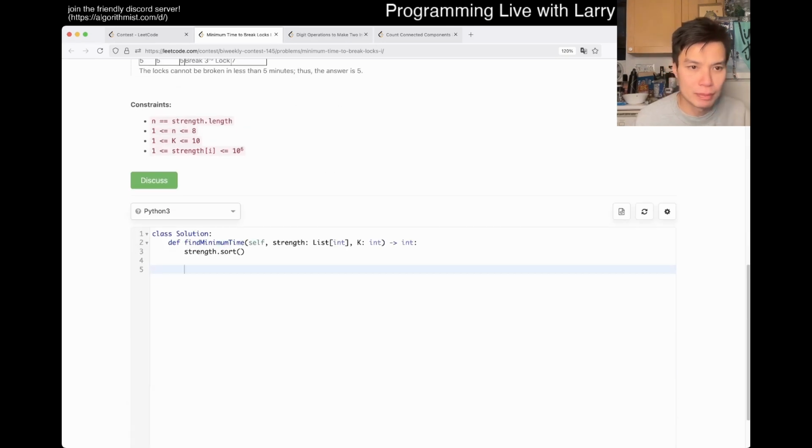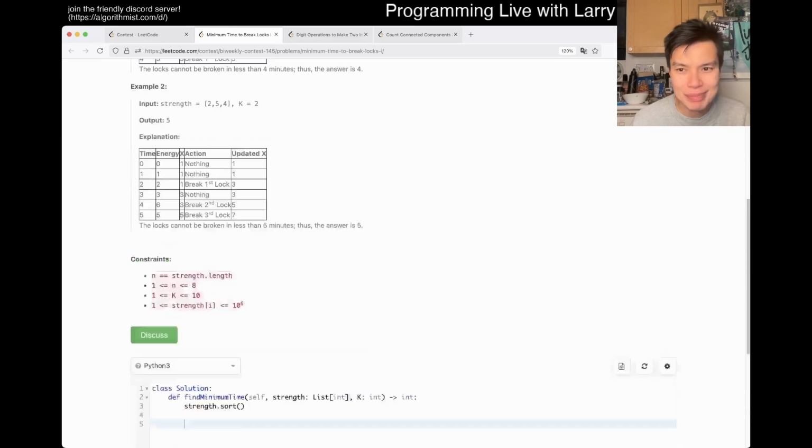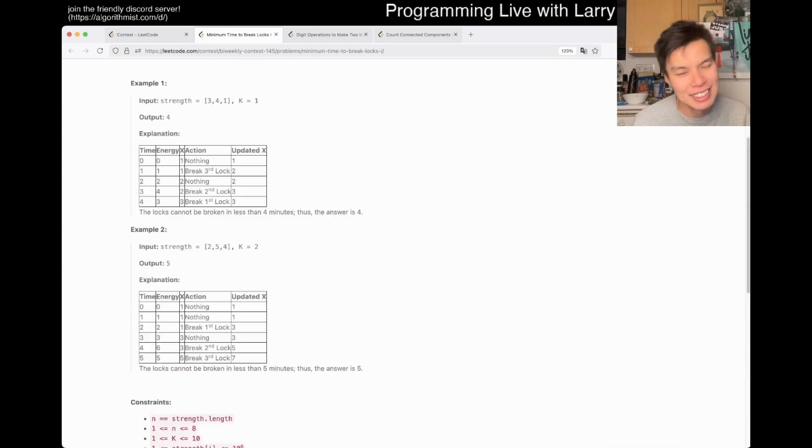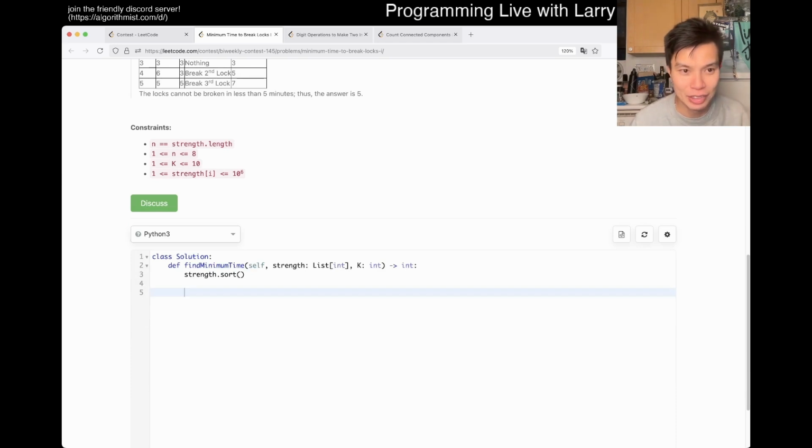Has to be greedy, right? Well, n is 8 and k is 8. Is it greedy? I mean, it makes sense that it is greedy, right? It always makes sense. All right, let's YOLO. Let's take a look.